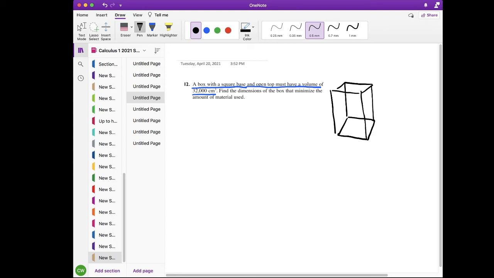Right, so this is the square base. You can have S, and then the height of the box. Okay, so the volume is 32,000 equals S squared times H. We want to find the dimensions of the box, so we want to find S and H that minimize the amount of material used. Okay, so how do you know how much material is used?